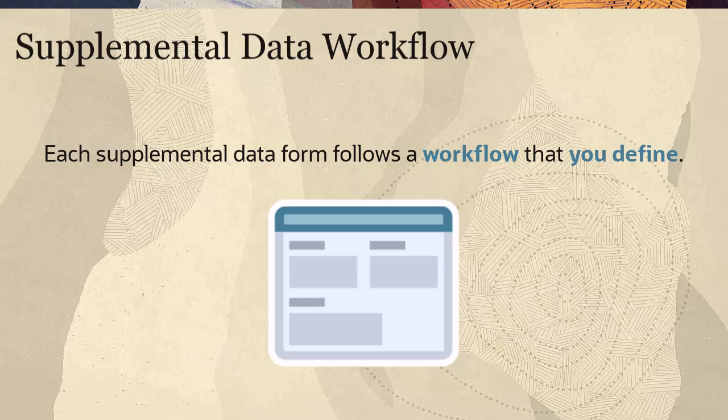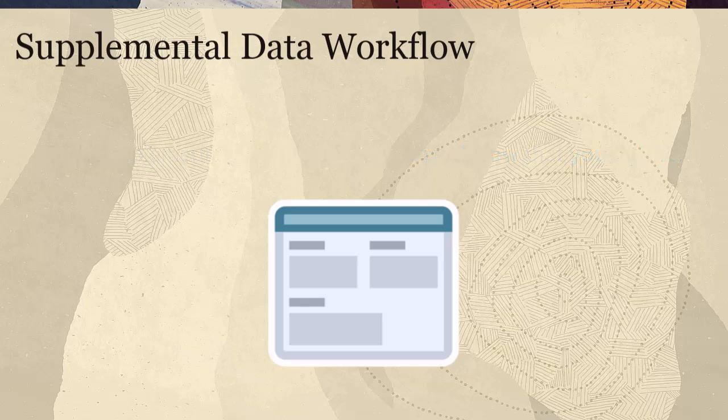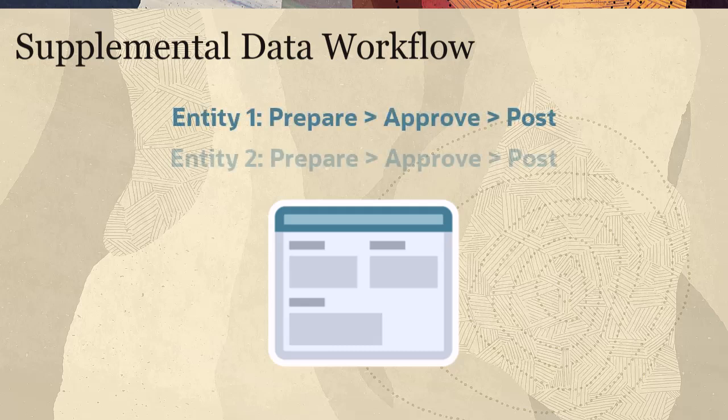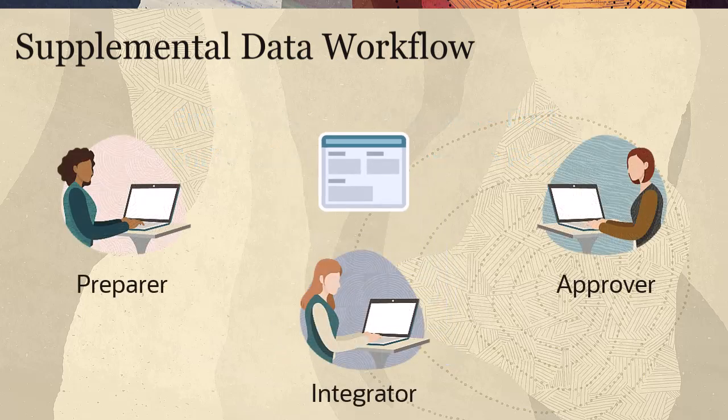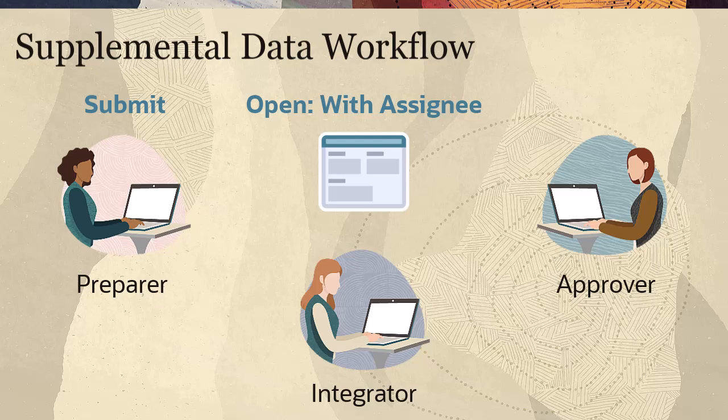Each supplemental data form follows a workflow that you define. Workflow status is tracked separately for each entity for which the form is deployed. Forms with a start date that has not been reached have a status of pending. When the start date is reached, the status changes to open with assignee, and an email notification is sent to the preparer. When finished working on the form, the preparer submits it.